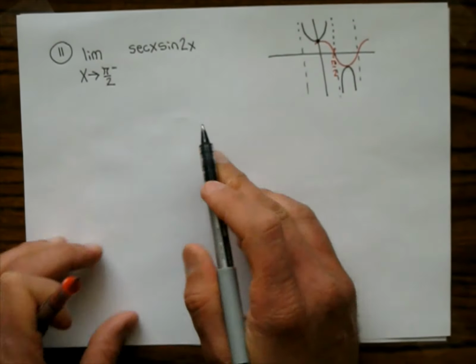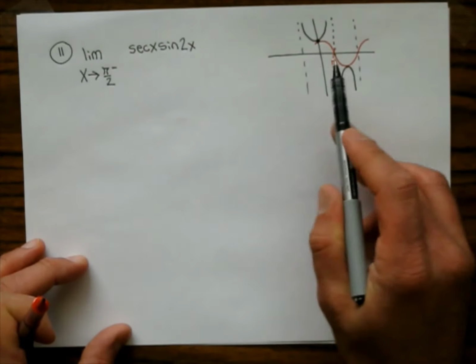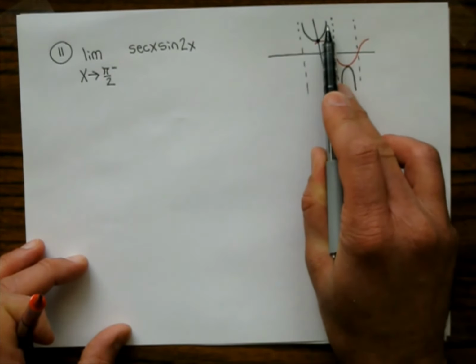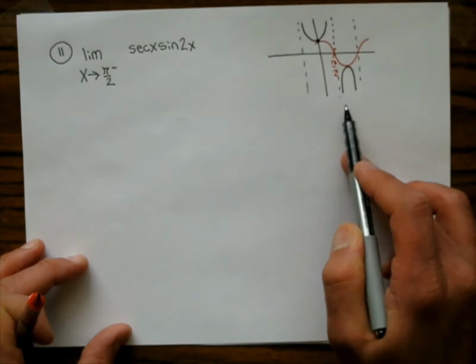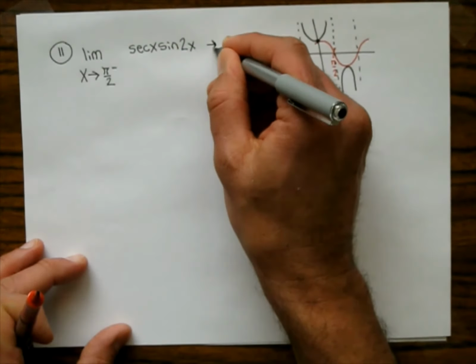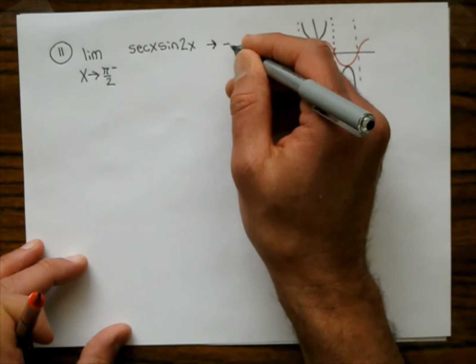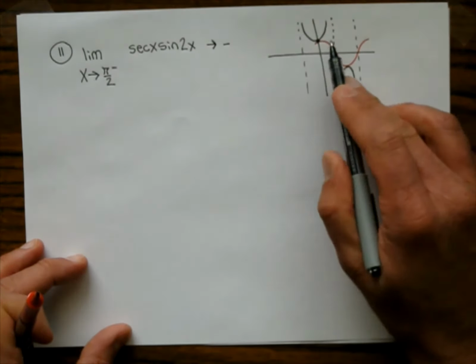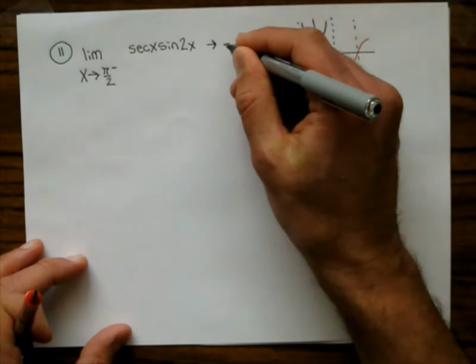So good thing we said we are approaching pi halves from the left. So on this black graph, we are going to where? We're going to infinity, not negative infinity, because we're approaching this from the left. Oh, sorry, did I say negative infinity? This is going to give us an infinity.